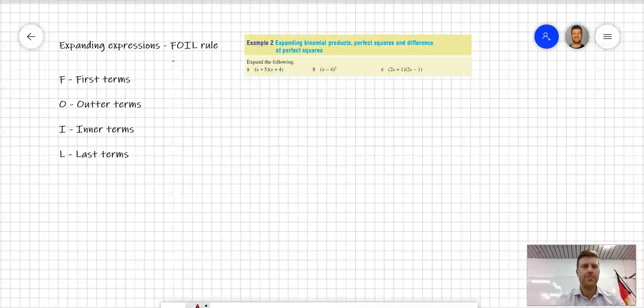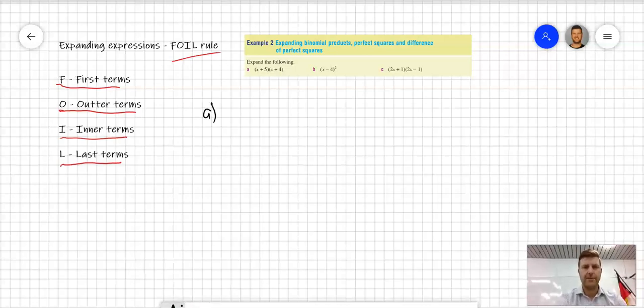Now, the FOIL rule, or the word FOIL, is an acronym, and the F stands for firsts, or the first term, O stands for the outer terms, I for the inner terms, and L for the last terms. So I'm going to multiply the first term in each bracket, the outer term in each bracket, the inner term, and the last term in each bracket. And if there are any like terms at the end, I'll collect those. So let's go ahead and jump straight to an example here.